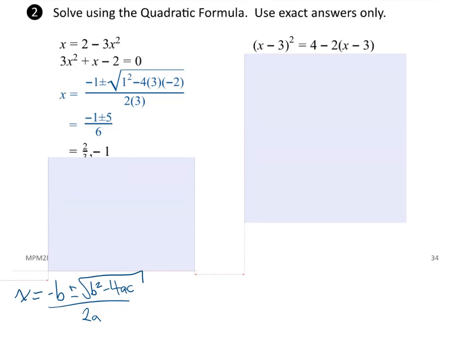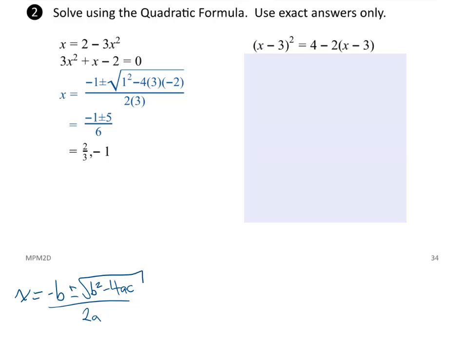If it's minus 5, you get negative 1. If it's plus 5, you get negative 4, or you get positive 4 over 6, which reduces to 2 over 3. So your x values are negative 1 and 2 over 3.